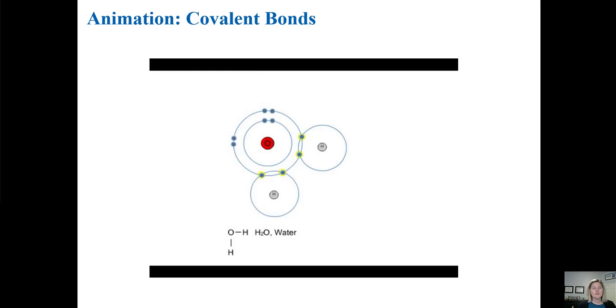Okay, so that was a good visual, so you can see how they're sharing the electrons, and you saw how the methane and the oxygen gas and the hydrogen gas, those were nonpolar covalent bonds, whereas this water molecule is forming a polar covalent bond.